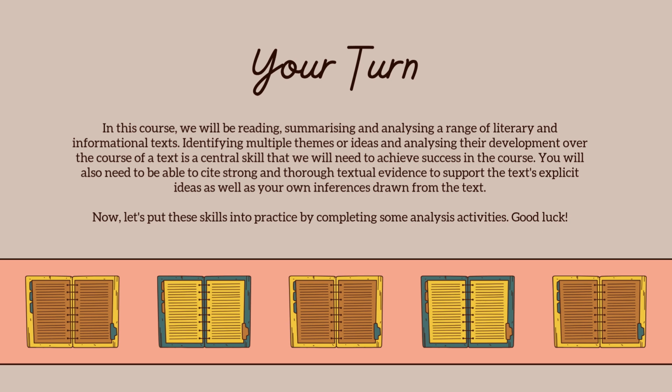Your turn. In this course, we will be reading, summarizing and analyzing a range of literary and informational texts. Identifying multiple themes or ideas and analyzing their development over the course of a text is a central skill that we will need to achieve success in the course. You will also need to be able to cite strong and thorough textual evidence to support the text's explicit ideas as well as your own inferences drawn from the text. Now, let's put these skills into practice by completing some analysis activities. Good luck!